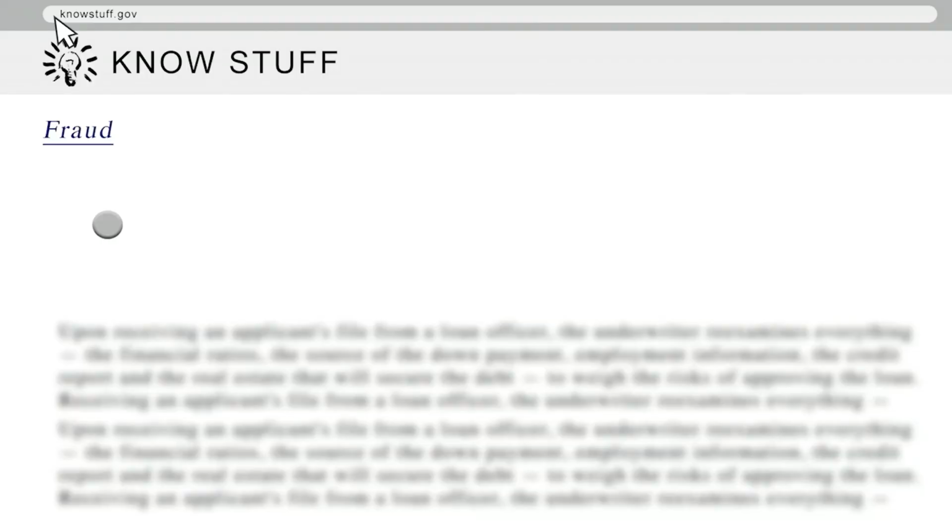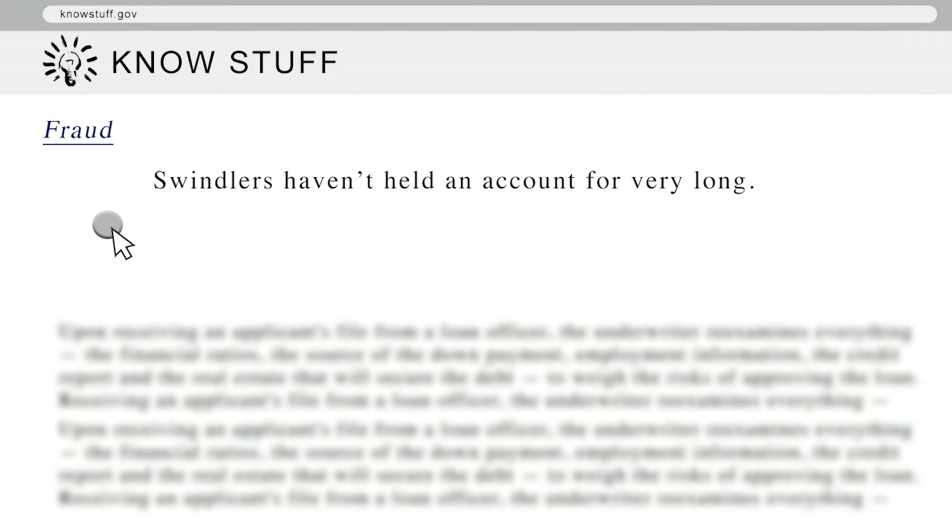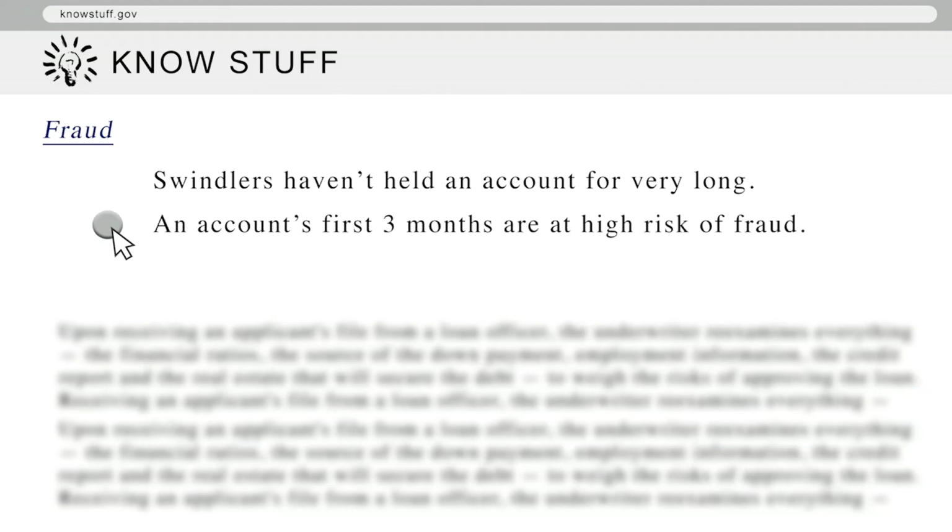Fraud is all about trickery and deceit. Keep in mind that swindlers haven't held an account for very long. An account's first 3 months are at highest risk of fraud, and criminals like to hide in plain sight by looking average.